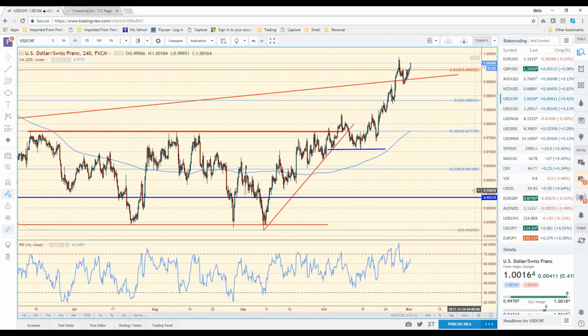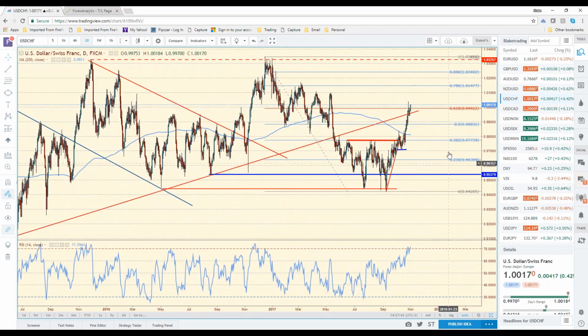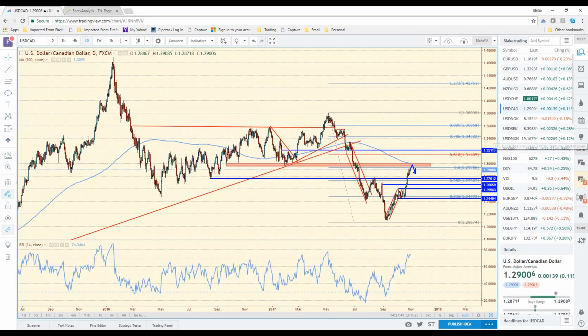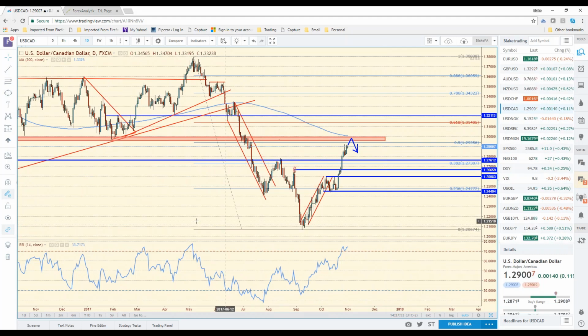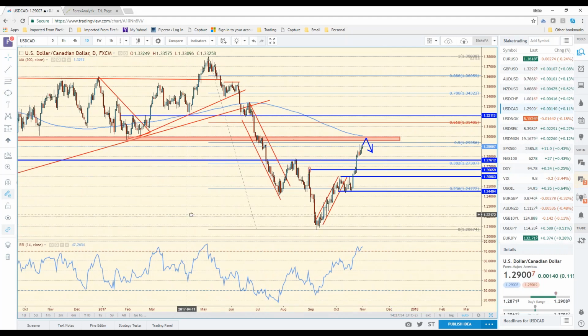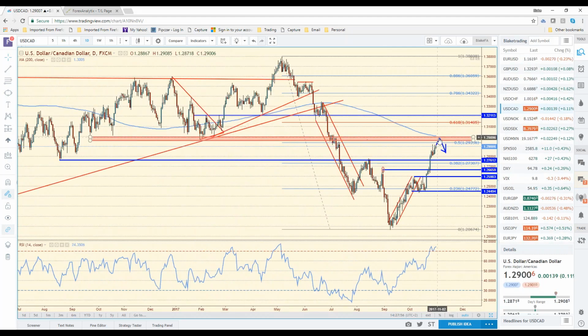They got it, and now you got to be careful that we don't give it back. Here's the dollar Swiss. The dollar Swiss is up against probably some pretty good resistance, considering this is a big 618 retracement. You can see the big 618 right here, and we're backing up against some of those levels. The dollar Canadian, this is a really key level of resistance, and you can see this is a massive sell zone.